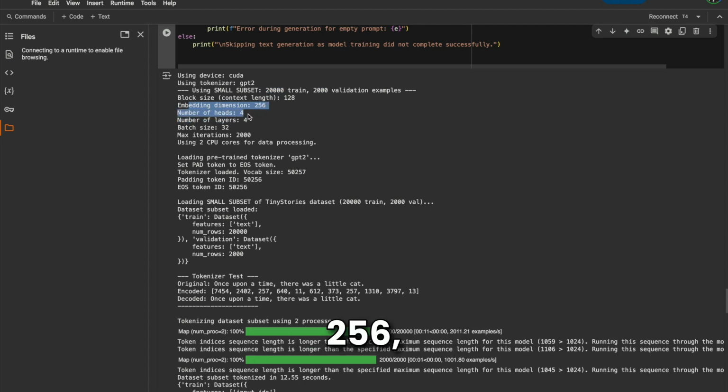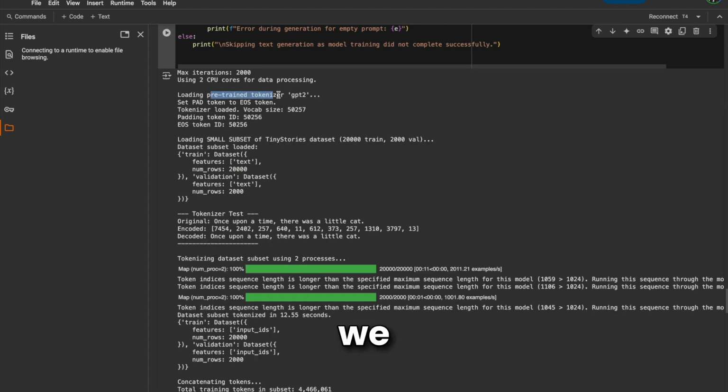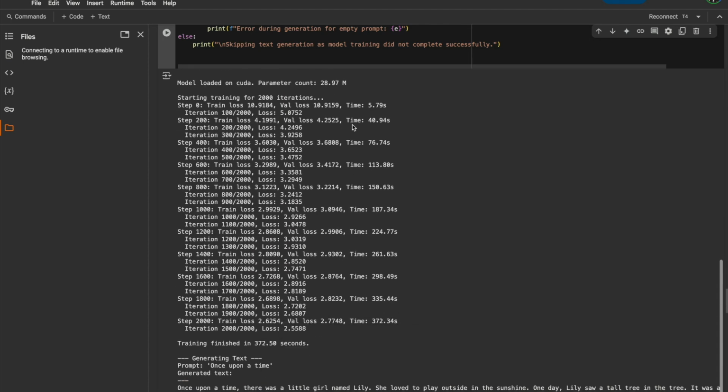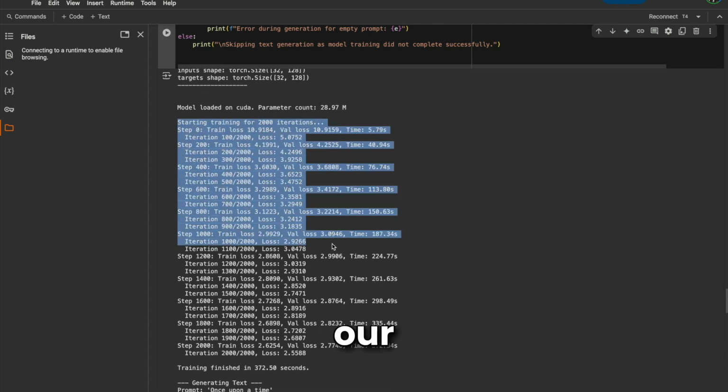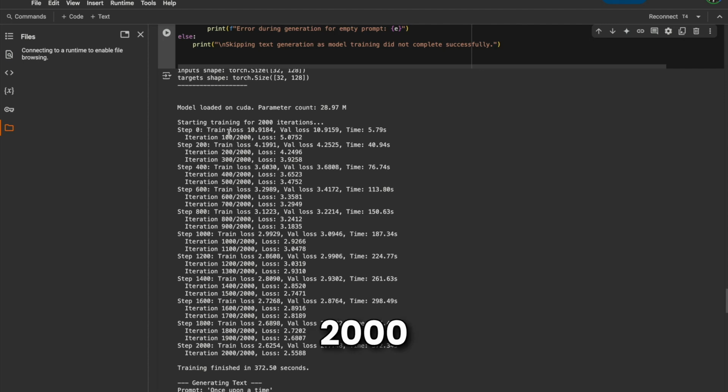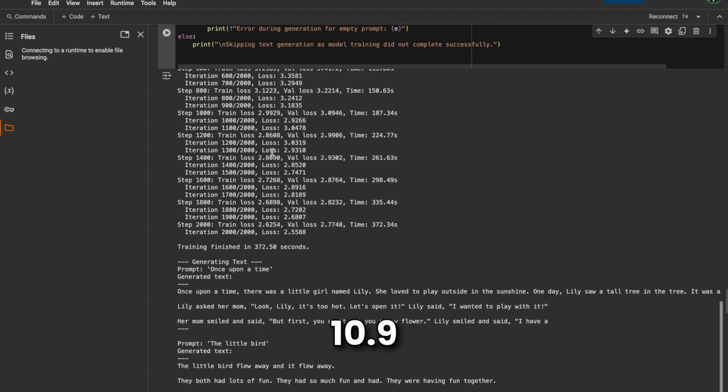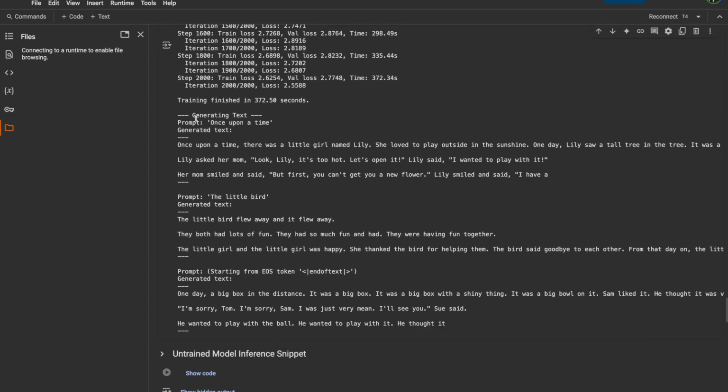So the embedding dimension is 256, the number of heads is 4, the batch size is 32, and we are using a pre-trained tokenizer called GPT-2. Then we have our training, which has 2000 iterations, and we can see the training loss. It started off from 10.9 and gradually reduced to 2.6. So the hope is that it has at least learned something from the dataset.